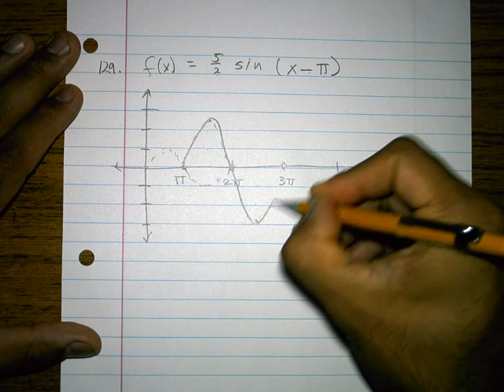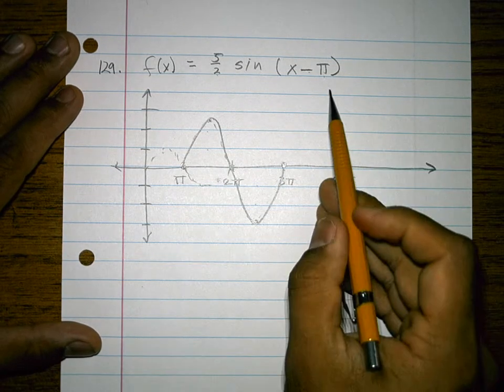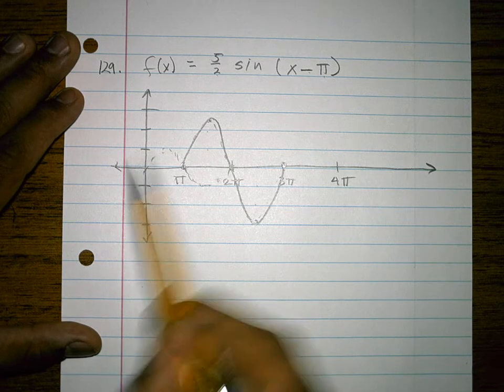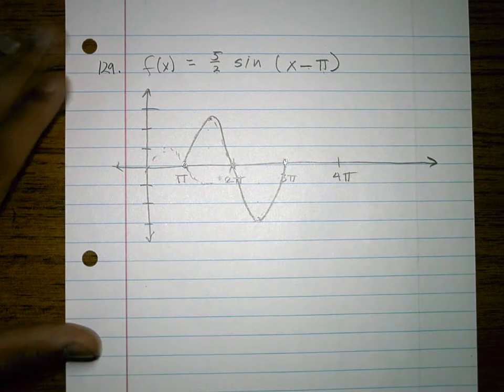So if you look at it, all it did was move me over a pi. I started at pi versus starting at 0. And I have an amplitude of 2.5.